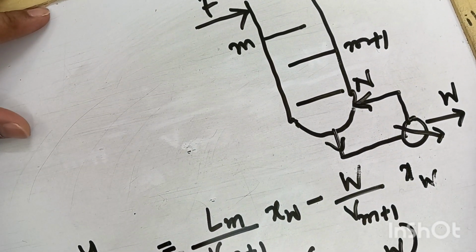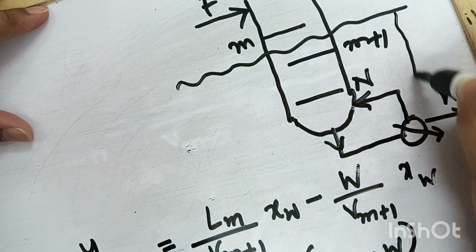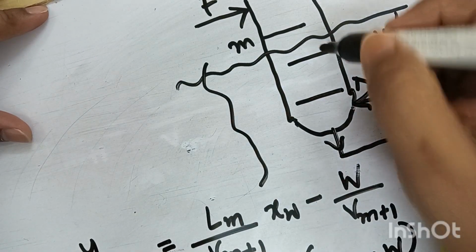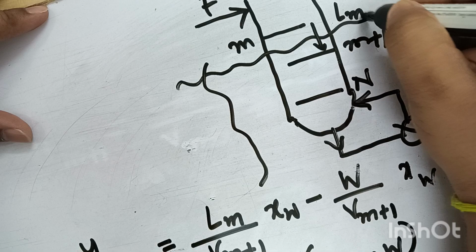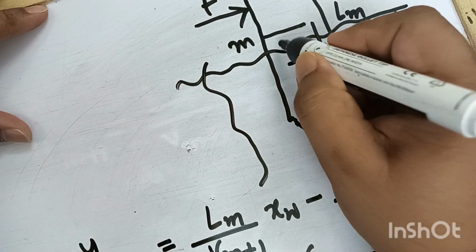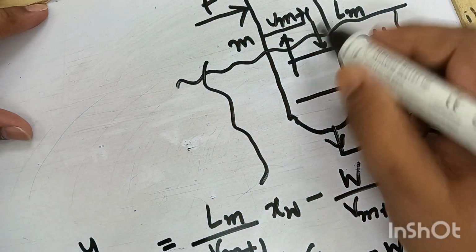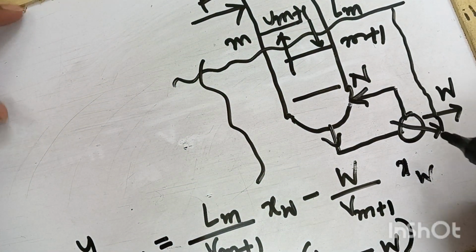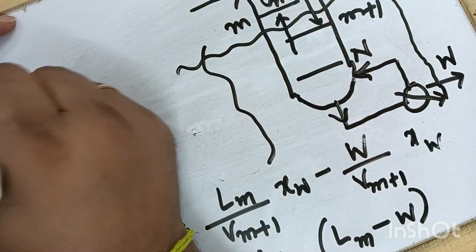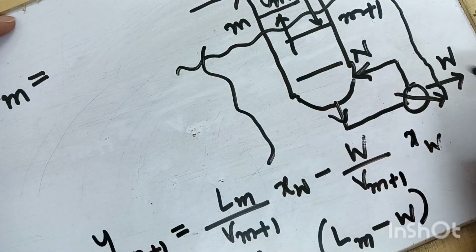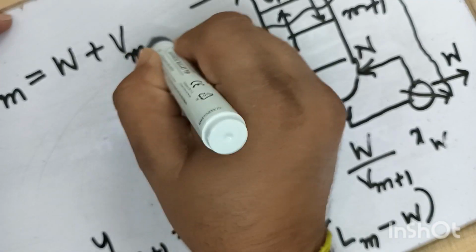So if you do the material balance across this envelope, the liquid stream which is coming out from the M plate is basically Lm. The vapor which is rising from the M plus 1th plate is Vm plus 1. With respect to this envelope, overall material balance: Lm stream is entering, and what is leaving? W is leaving, Vm plus 1 is leaving. So W plus Vm plus 1.